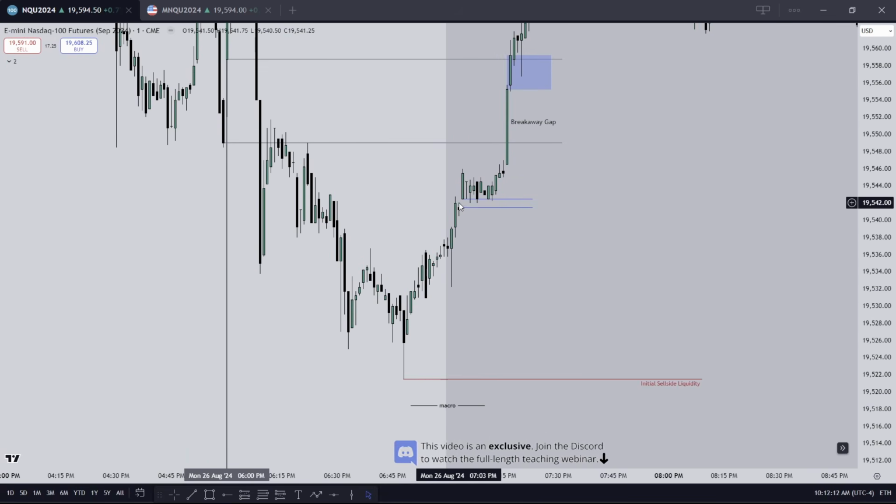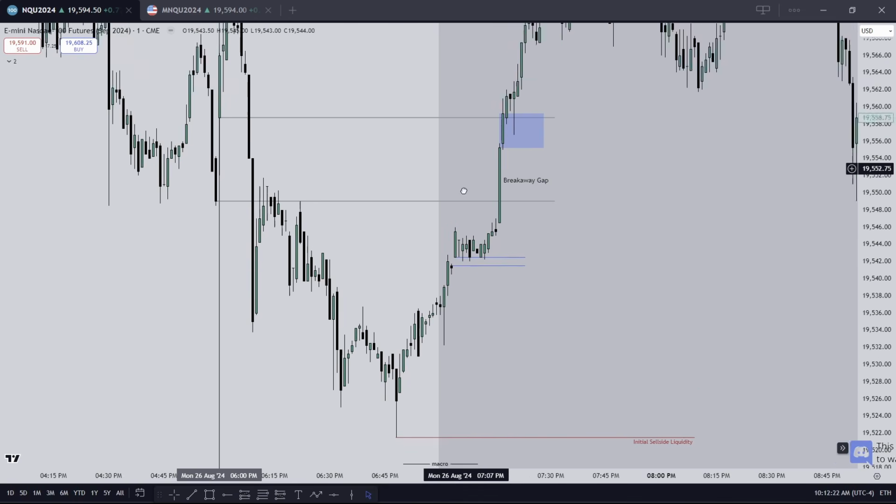Volume imbalance. Buy it there. Let's say you're not comfortable buying that. Okay, no problem. That's fine. Just wait. Does that support price and take us higher? Look at the bodies, respecting it. Boom.